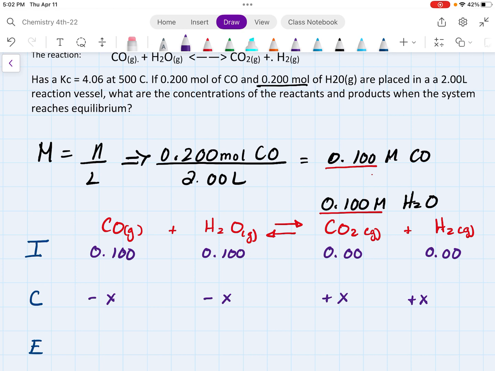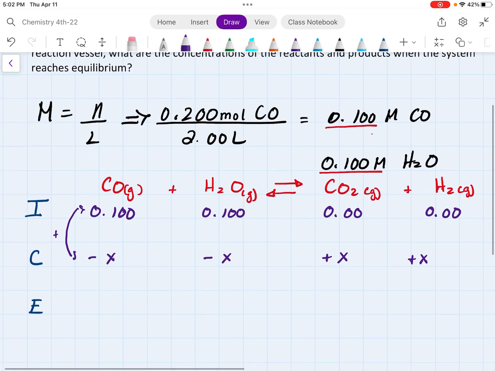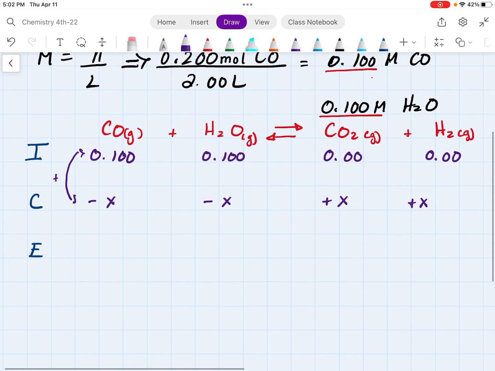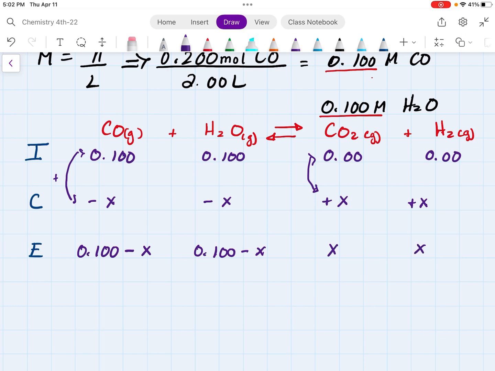So when we get to the concentration at equilibrium, it's basically taking these values and combining them. So let's go ahead and do that. At equilibrium, the CO, or the carbon monoxide, is going to be at 0.100 minus x, the water is 0.100 minus x, and of course 0 plus x is just going to give you x and x. Okay, so we filled out our chart.